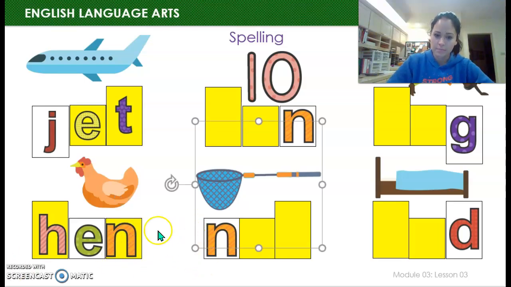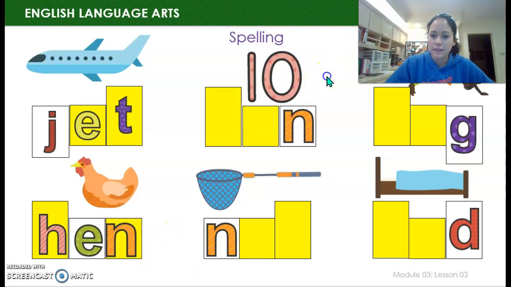Hopefully yours matches mine. Okay, let's look at our next picture. We have ten. They gave us one sound, but we're missing our beginning and middle. T, t. Write it in your notebook. Eh, eh. Write it down. Okay, let's put our letters in.